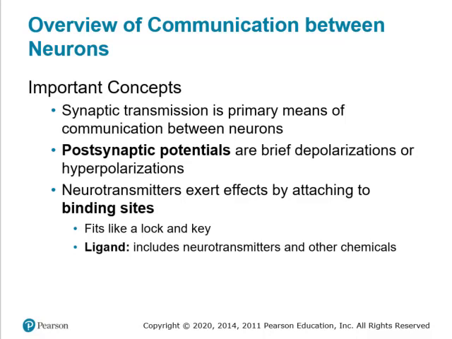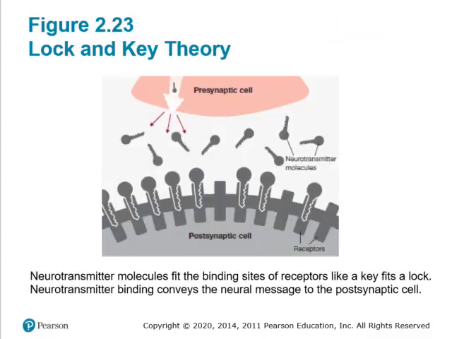Neurotransmitters exert their effects by attaching to binding sites in a fashion very similar to a lock and key, not the kinds of digital locks and keys that we use today, but a physical lock and a physical key that fit like hand in glove. The ligand is essentially the term that's used to describe the key in this lock and key mechanism. It can be a steroid hormone or a neurotransmitter. This illustration from your textbook shows the neurotransmitter molecules represented as keys that fit into specific locks.